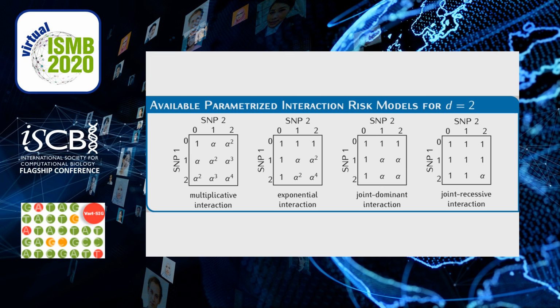Here is an overview of the available parametrized risk models for pairwise interactions. In the multiplicative interaction model, the disease risk increases multiplicatively with the number of minor alleles at the epistasis SNPs. In the exponential interaction model, the increase is exponential. In the joint dominant interaction model, there has to be at least one minor allele at both epistasis SNPs for observing an increased risk alpha. In the joint recessive interaction model, two minor alleles at both epistasis SNPs are needed.